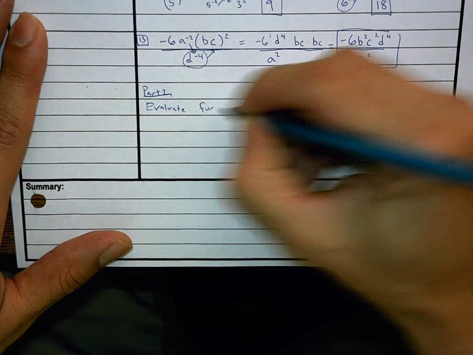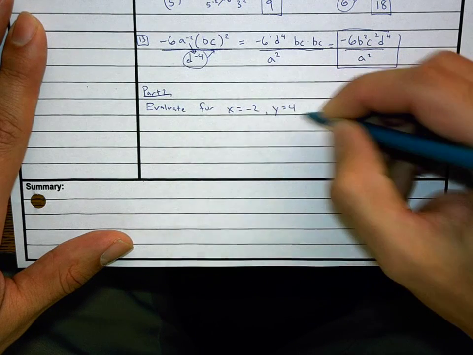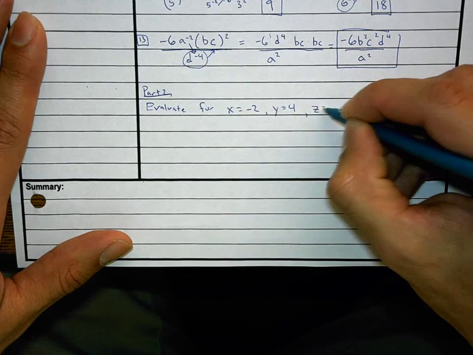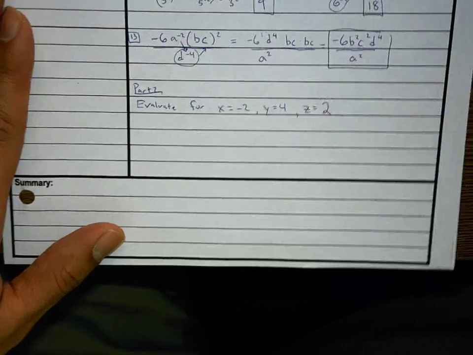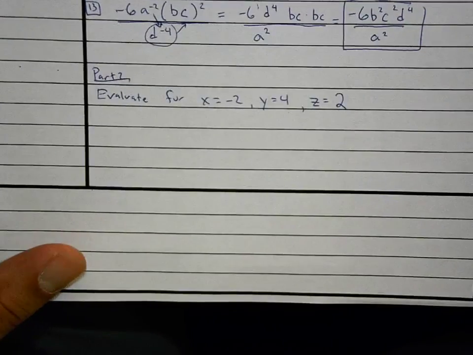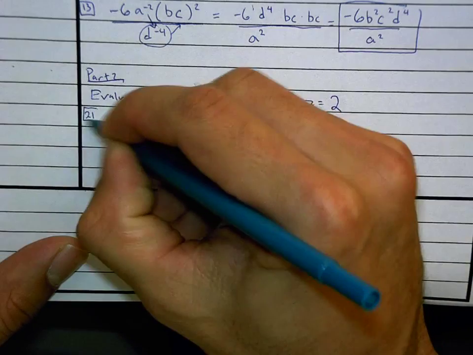Evaluate for x equals negative 2, y equals 4, and z equals 2. Just a little bit. This will be like number 21.